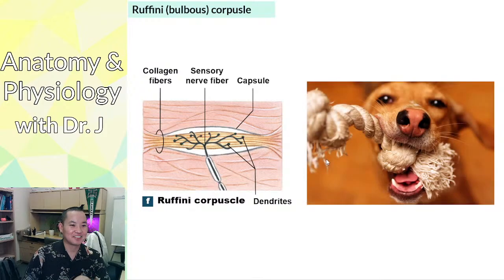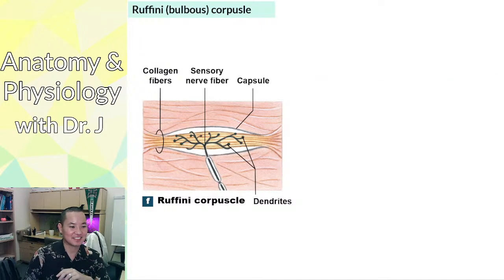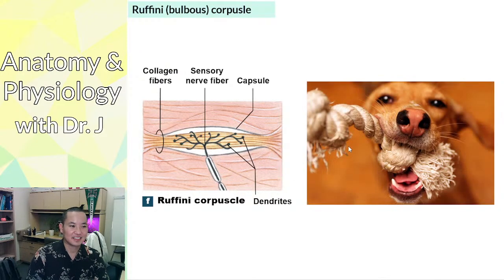Alright, so Ruffini corpuscles. This one is interesting because they detect vibration. So here we have the dendrites over here, and they're going to carry this over here. And here is a dog. And what sound does a dog make? It makes this sound, right?